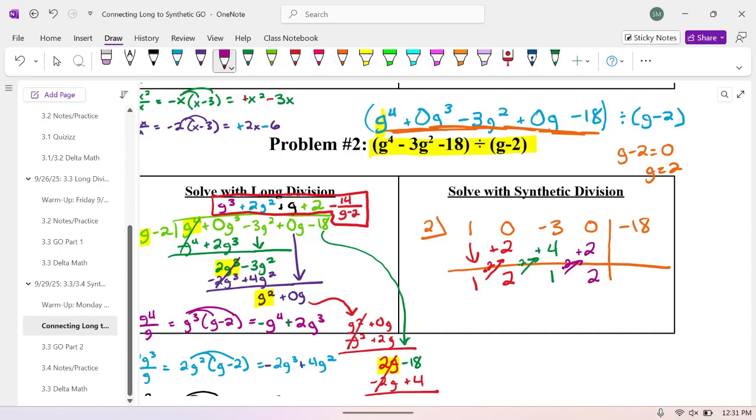All right, Caden, what do I do next? You gotta multiply the 2 by 2. And then you get 4. Then you add the 4 to the -18. You get -14. All right, and what's so special about that -14, Caden? It's my remainder.